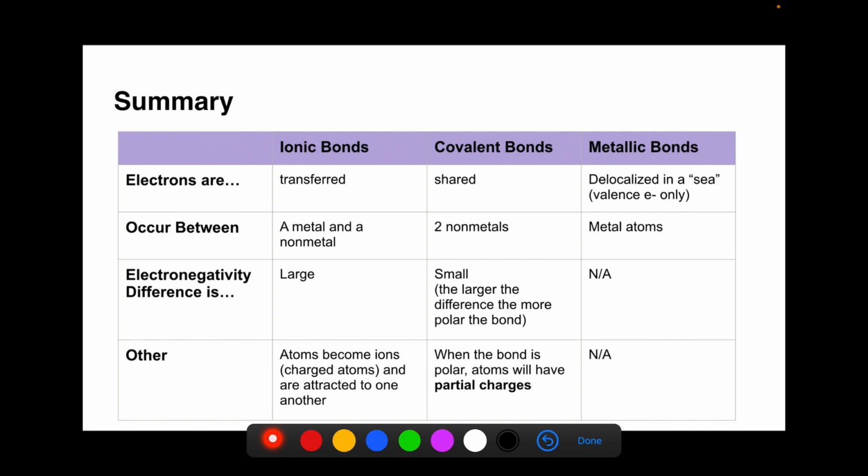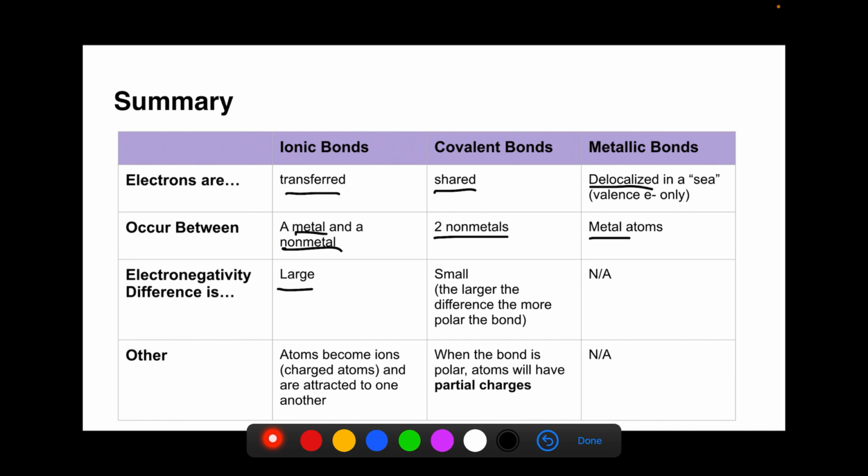Recall that the most important thing about bonding is what happens to the electrons. In ionic bonds, they're transferred. In covalent bonds, they're shared. And in metallic bonds, they're a delocalized sea. Ionic bonds typically occur between a metal and a nonmetal, and covalent bonds typically occur between two nonmetals. Metallic bonds obviously occur between metal atoms.